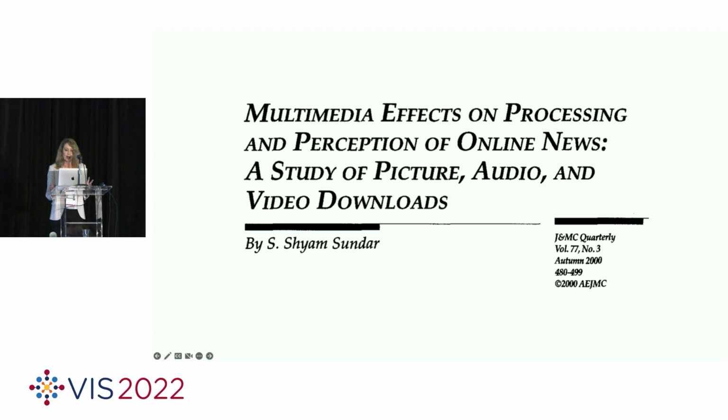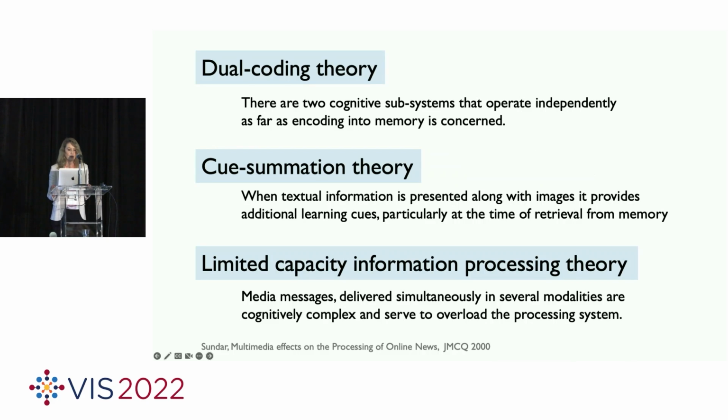I looked for other cognitive models in the visualization literature for the combination of text and visuals, but I didn't find a lot. But I did look at some papers from journalism, and I found, for example, a lot of references to this particular piece of work. And this one talks about additional models. So it mentions the dual coding theory: there are two cognitive subsystems that operate independently as far as coding into memory is concerned. The cue summation theory, which is when textual information is presented along with images, it provides additional learning cues. And the limited capacity information processing theory, which says when you have the two modalities simultaneously, they overload the processing system.